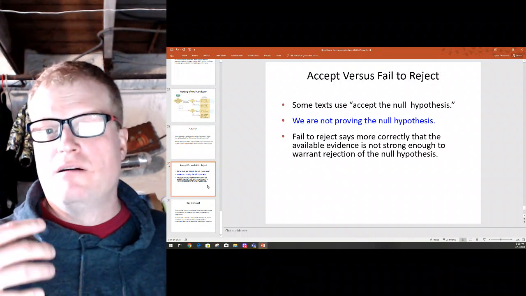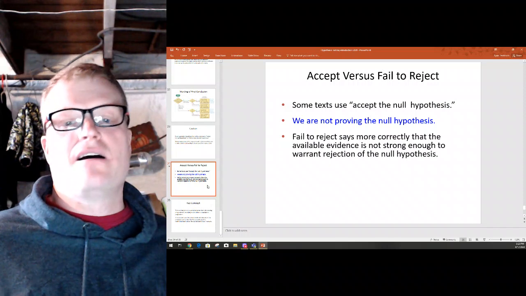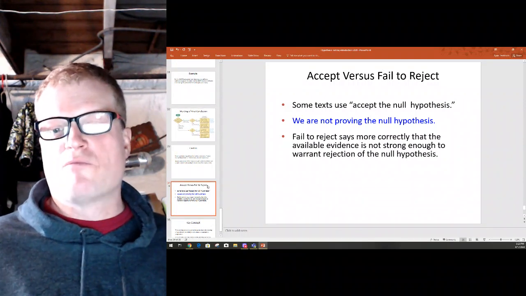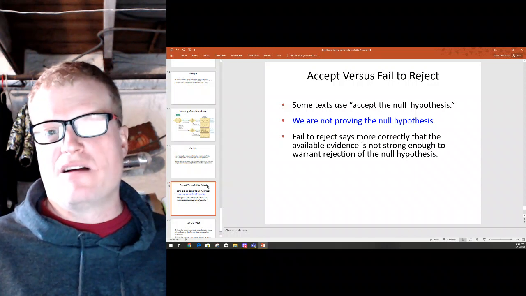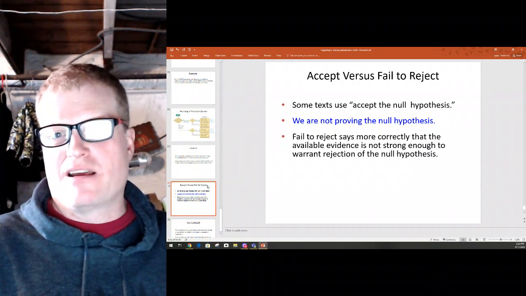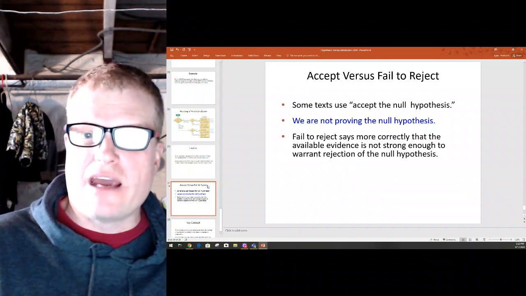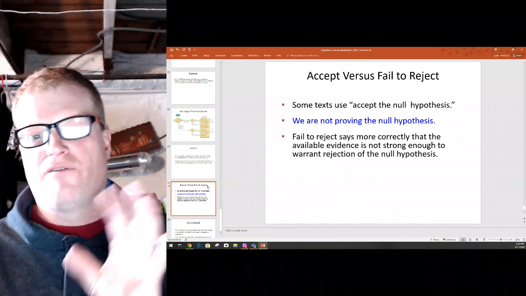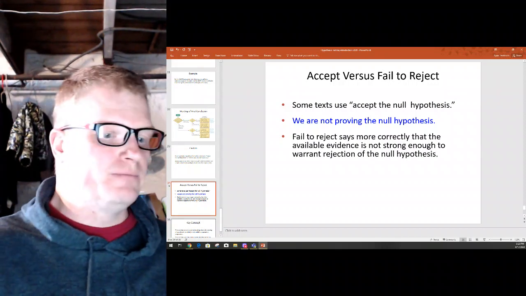Now, we talked about this earlier, but some texts use accept the null. We're not proving the null. Fail to reject says, more correctly, that the available evidence is not strong enough to warrant rejection of the null. We're not hitting a specific target here. We're creating a range of values where we're going to say, yes, in this case we're going to reject the null, or we're going to fail to reject the null. And that is a range of values.